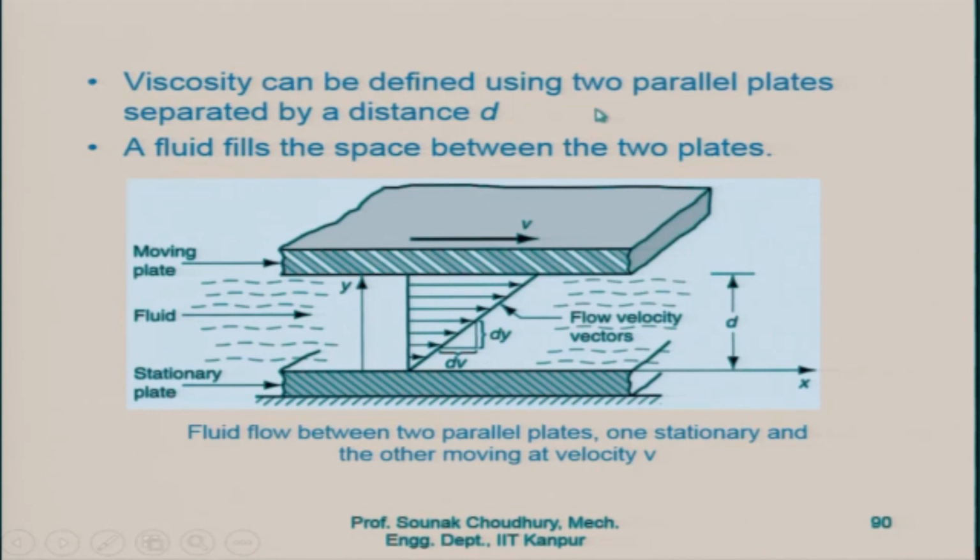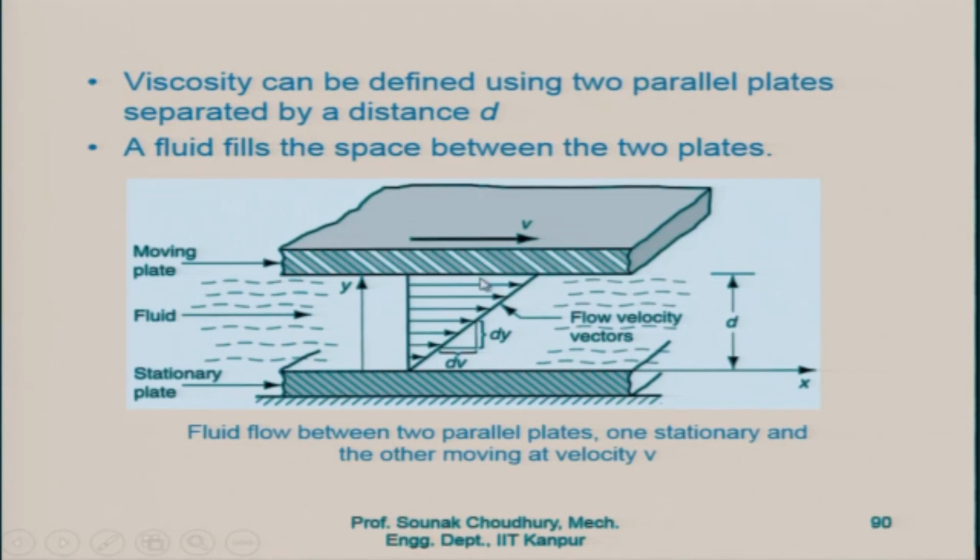Viscosity can be defined using two parallel plates separated by a distance d. Let us say there are two plates, and this is the distance between them. Here we have a fluid which is flowing in between. This is the stationary plate and this is moving with respect to the stationary plate. A fluid fills the space between the two plates, and this will be the flow velocity vectors. Almost all of us know about it.